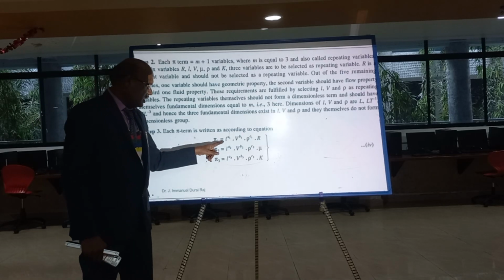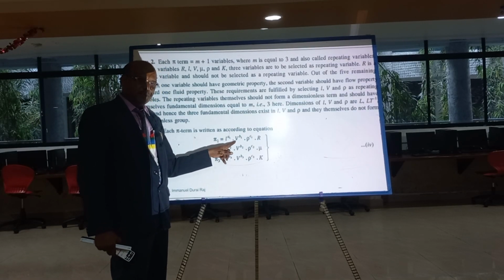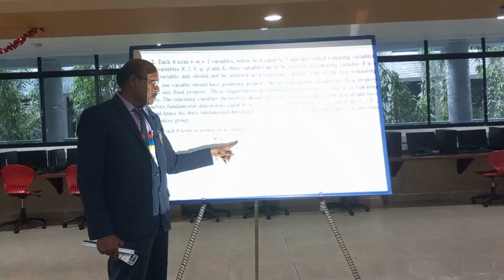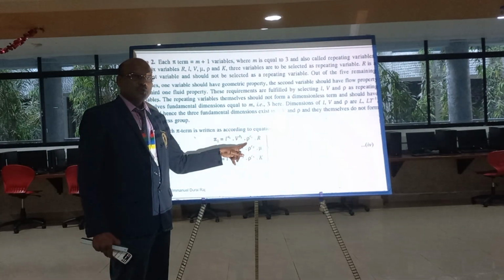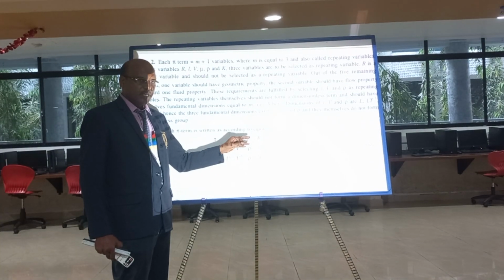This is the first phi term. L is your length, measured in meter. Velocity is meter per second, L T power minus 1. Density is kg per meter cube, M L power minus 3. Resistance is a force, M L T power minus 2.